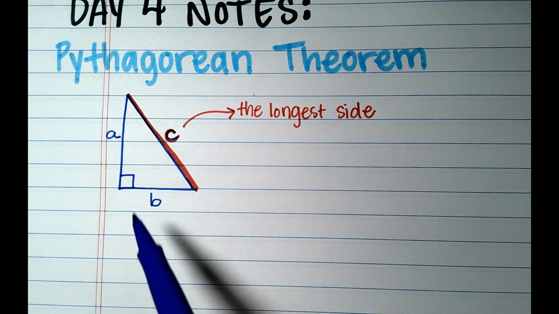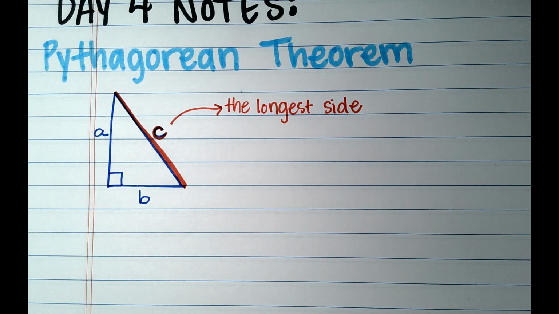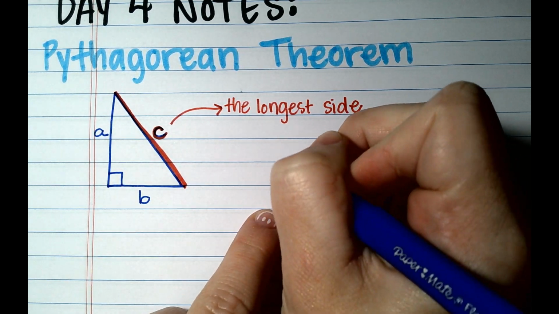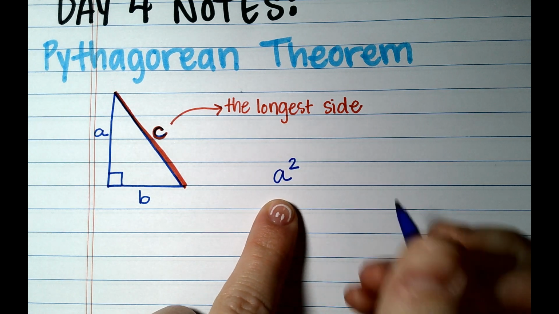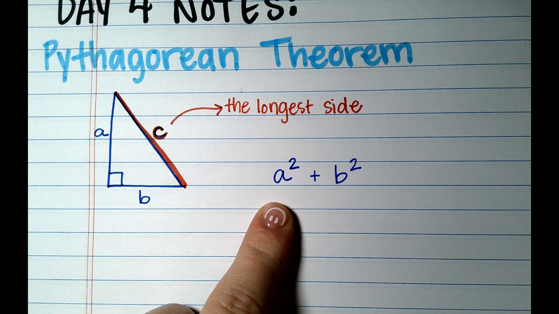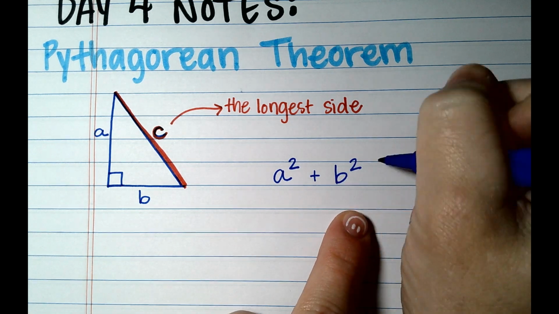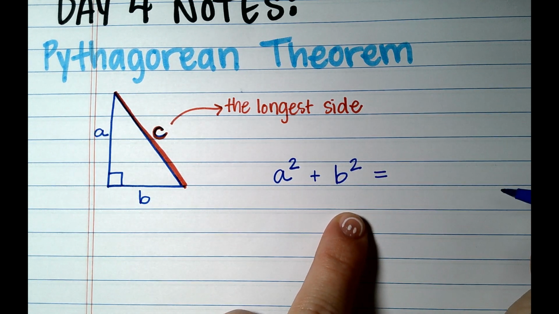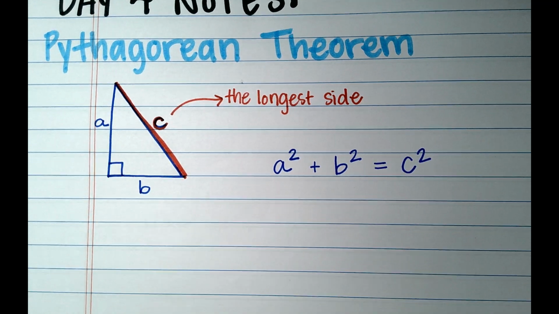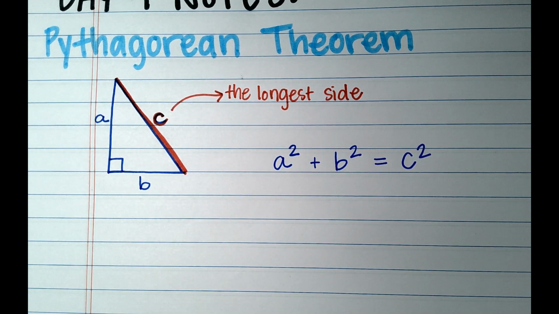And with these labels, here's the formula or the theorem. We can say that A squared plus B squared equals C squared. Okay. And what does that mean? Here's what that means.